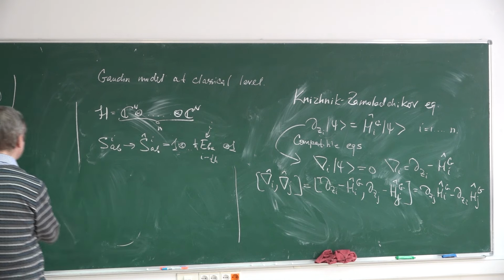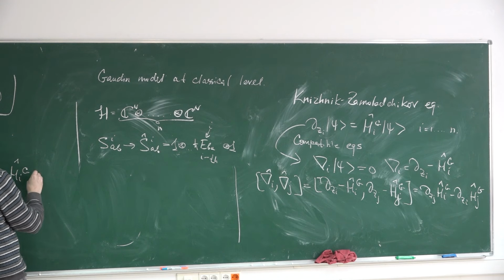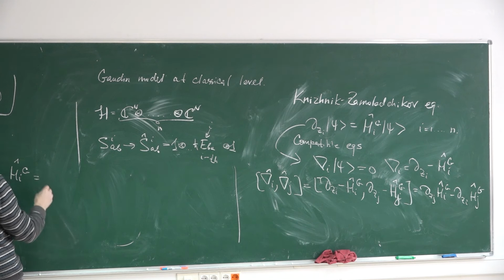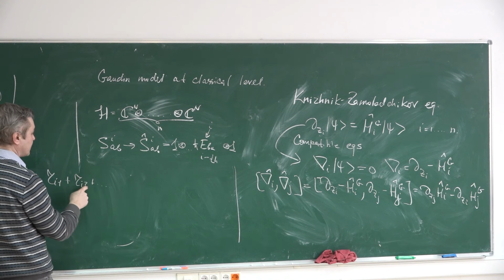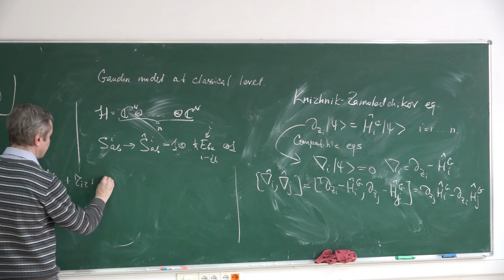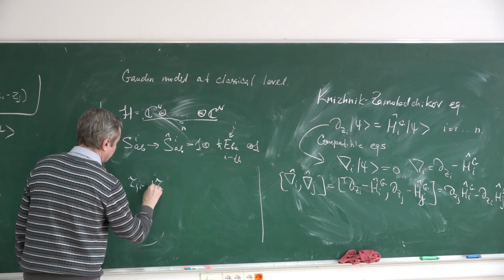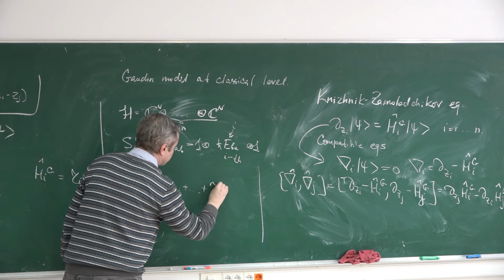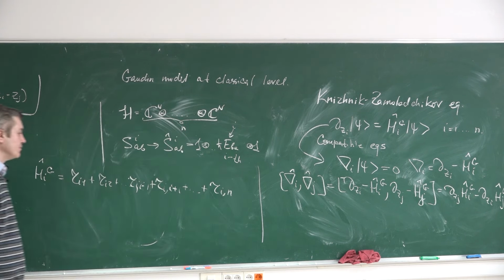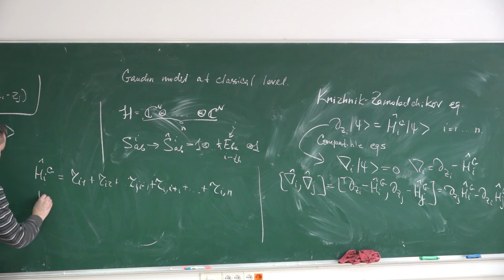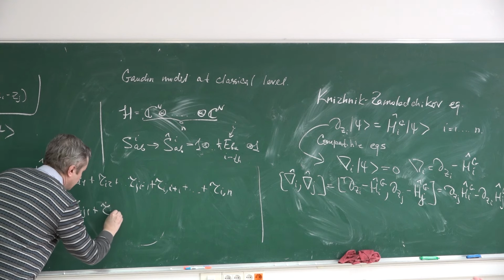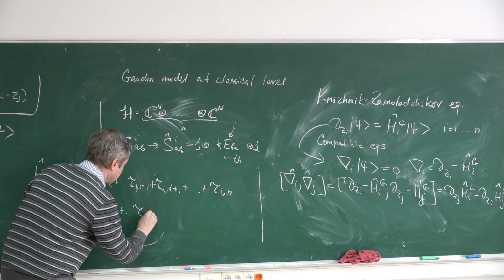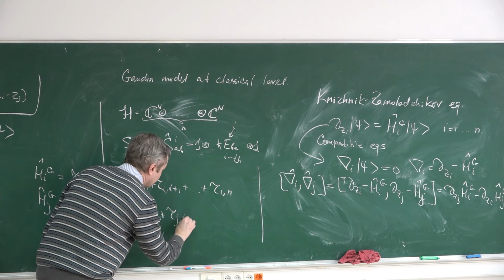Because if you look at this, let us look at this H_i more attentively, what it is. It consists of a sum of R matrices, and one of its indices is index i. So it is just R_i1 plus R_i2 plus and so on, except the one where this index coincides with i. So this is this sum. And what is H_j? Let us also write it. This is R_j1, R_j2, and so on up to R_j,j-1 plus R_j,j+1, and so on.